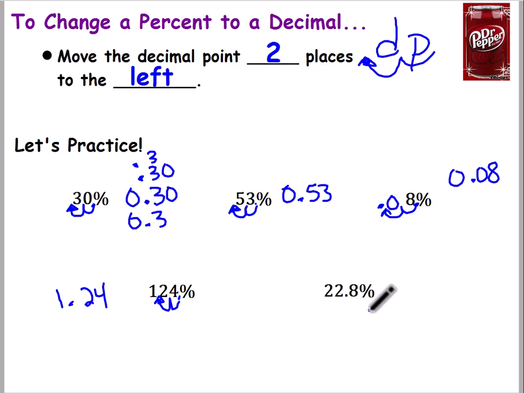Okay, 22.8%. This is not a whole percent. Okay, it already has the decimal point. That's the decimal point that we move. So we're going to go 1, 2 places to the left, and we're going to get 228 thousandths. And that's all there is to changing decimals to percent and percents to decimals.